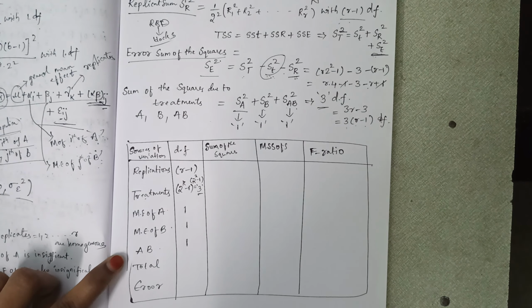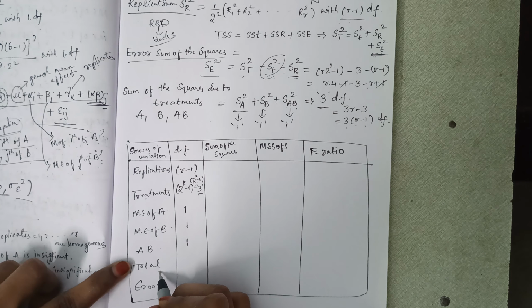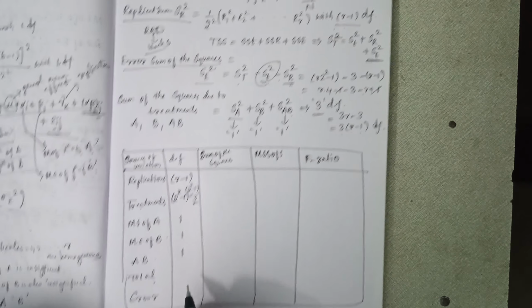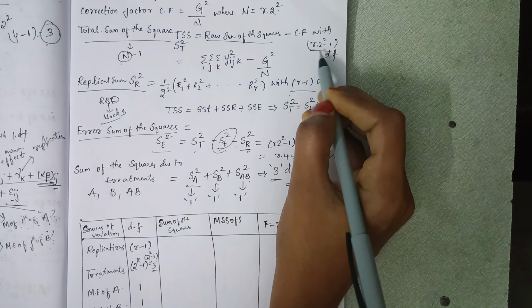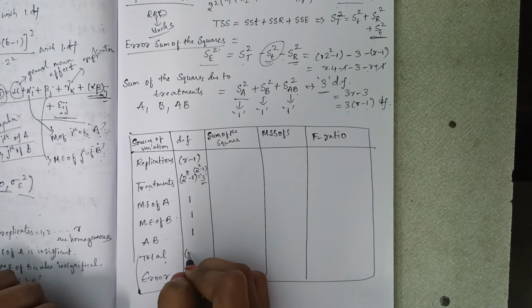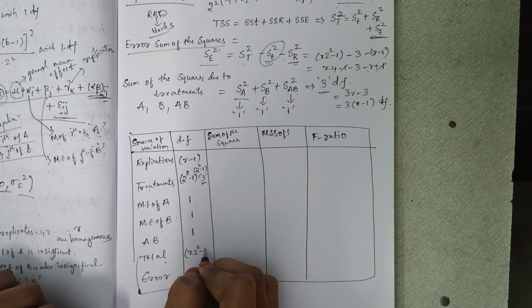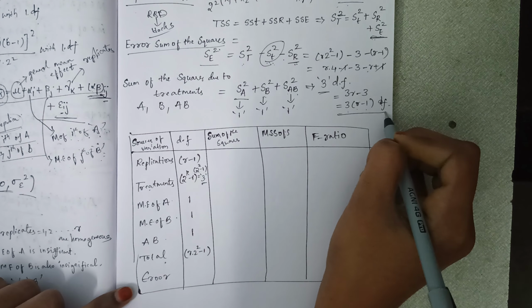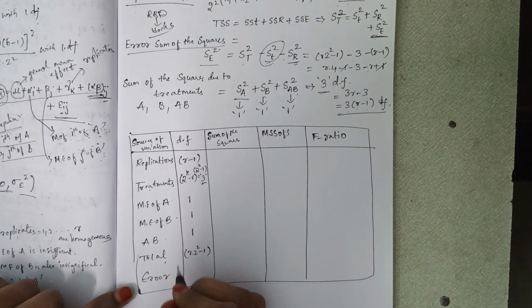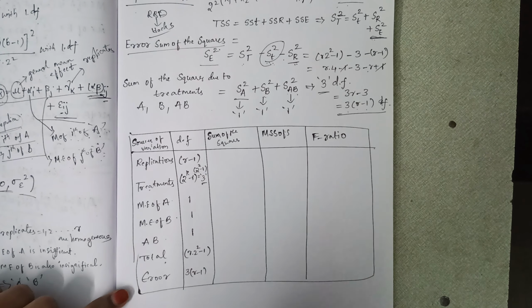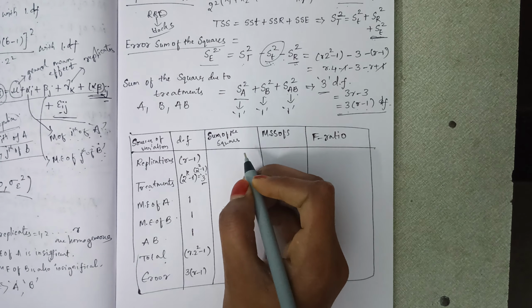And for the total sum of the squares we have r into n minus 1, that is r into 2 square minus 1 degrees of freedom. And the error sum of the squares has 3 into r minus 1 degrees of freedom.